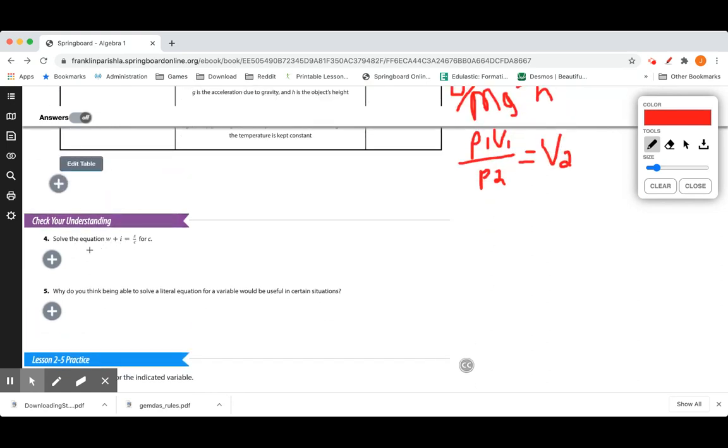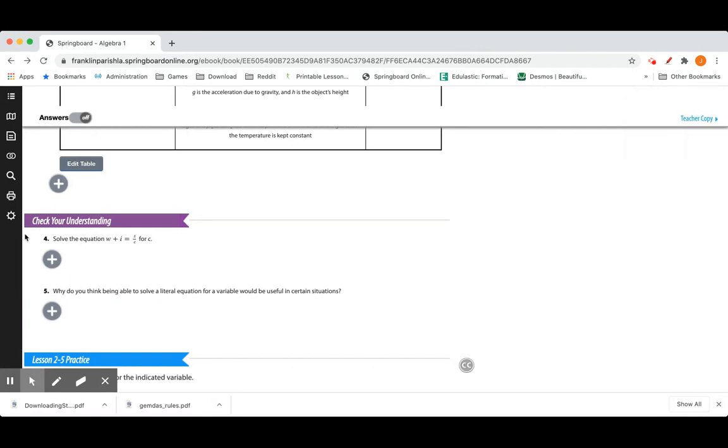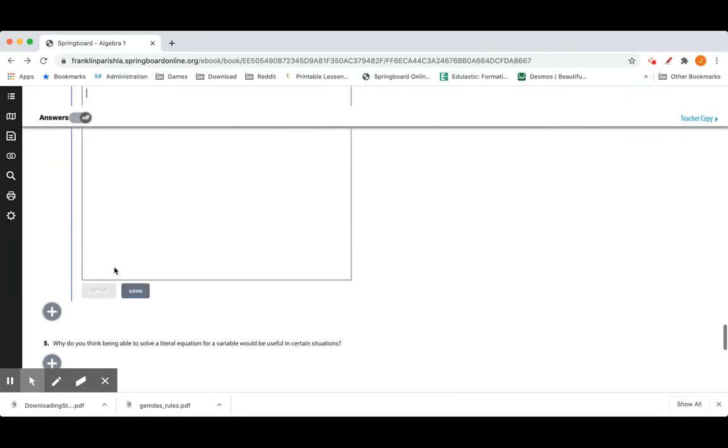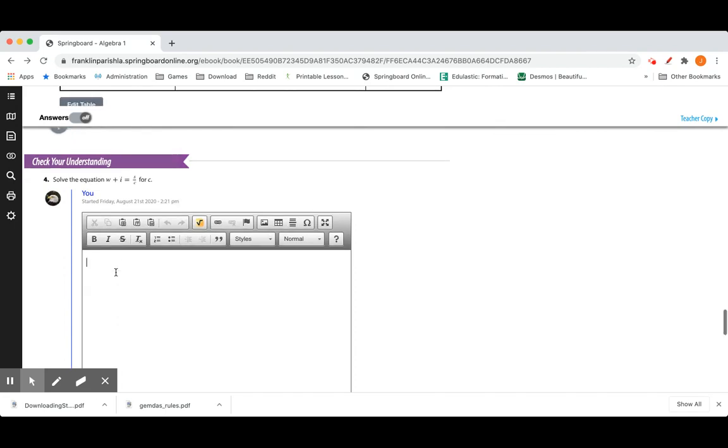All right, let's look at number 4. Solve the equation W plus I equals S over C for C. I'll try this one on this, where I can type it better than write it. W plus I equals S divided by C. Now we want C to be by itself, but right now it's being divided. We need to kind of flip it over. And so to do this, we're going to multiply both sides by C.